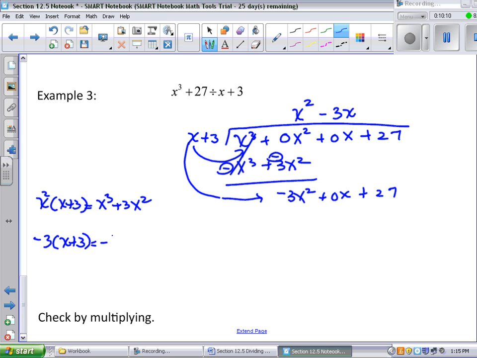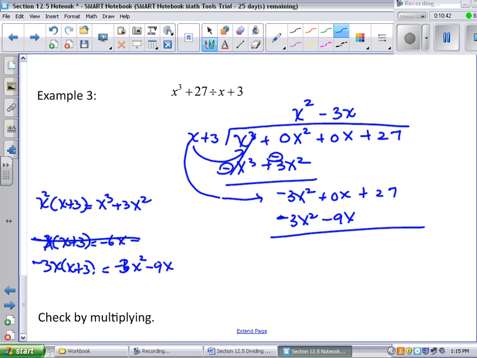Negative 3x times x plus 3 would give me negative 3x squared minus 9x. These have to match. That's why I knew I had it wrong. These have to match. Negative 3x squared minus 9x.